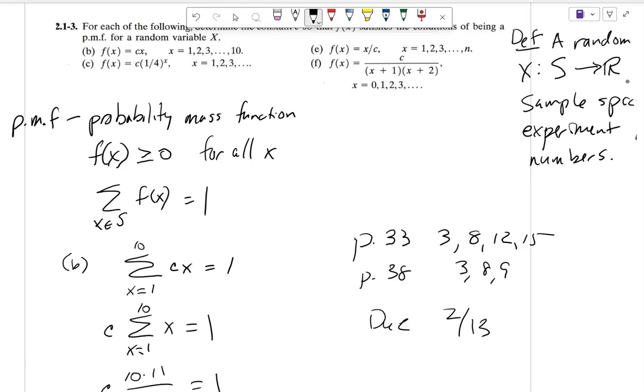Sound like a plan? And if you need a little bit of a refresher, you need to come ask me. I'm happy to go over geometric series and partial fractions with you at my office. I'm happy to do that.